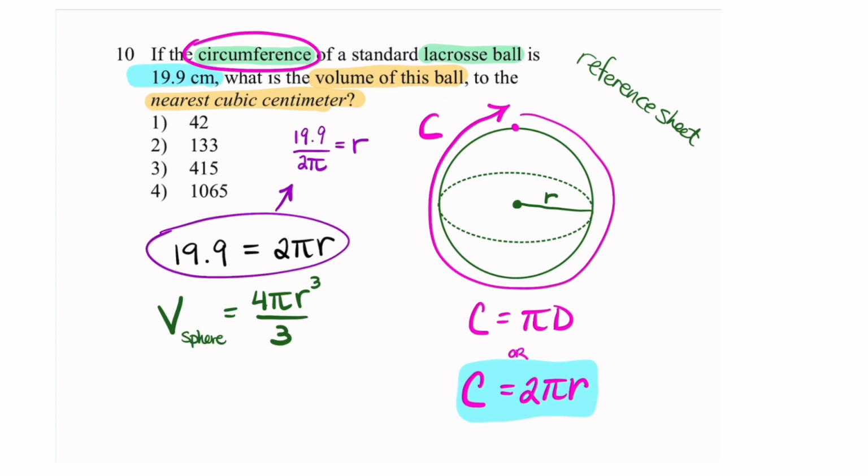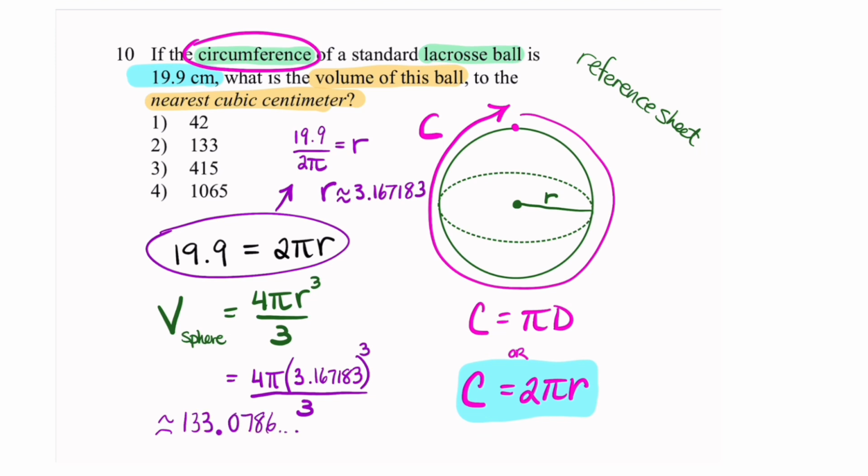Now once I have r, I can plug that into the formula for the volume of a sphere. So r is approximately 3.167. We're going to plug that in here, and we're going to cube that, not square it, cube it, and multiply it by 4 pi and divide by 3. And the answer our calculator gives us, to the nearest cubic centimeter, to the nearest whole number, is 133. Choice 2.